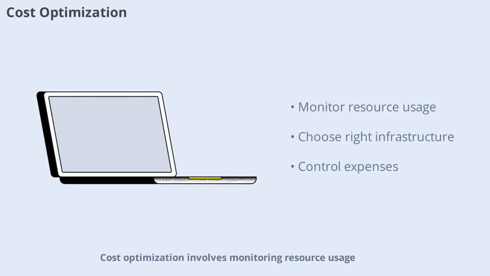Cost optimization involves monitoring resource usage, choosing the right infrastructure, and leveraging cloud pricing models. Techniques like auto-scaling, serverless functions, and reserved instances help control expenses. Balancing performance and cost is crucial for sustainable growth.